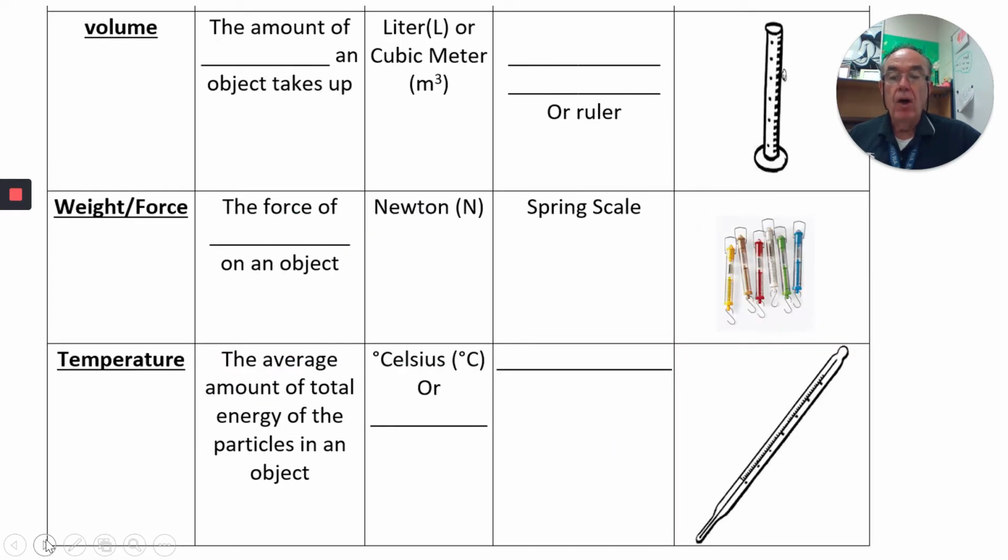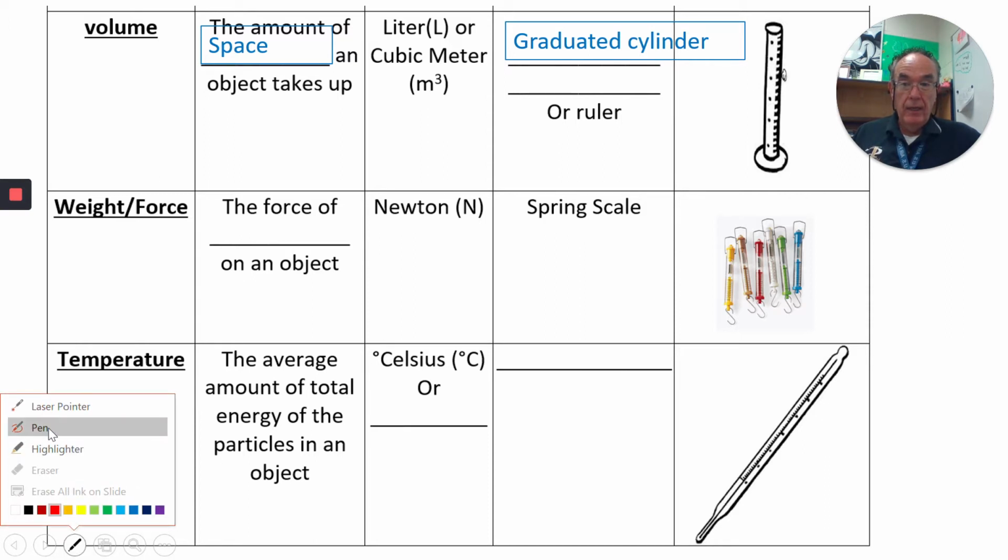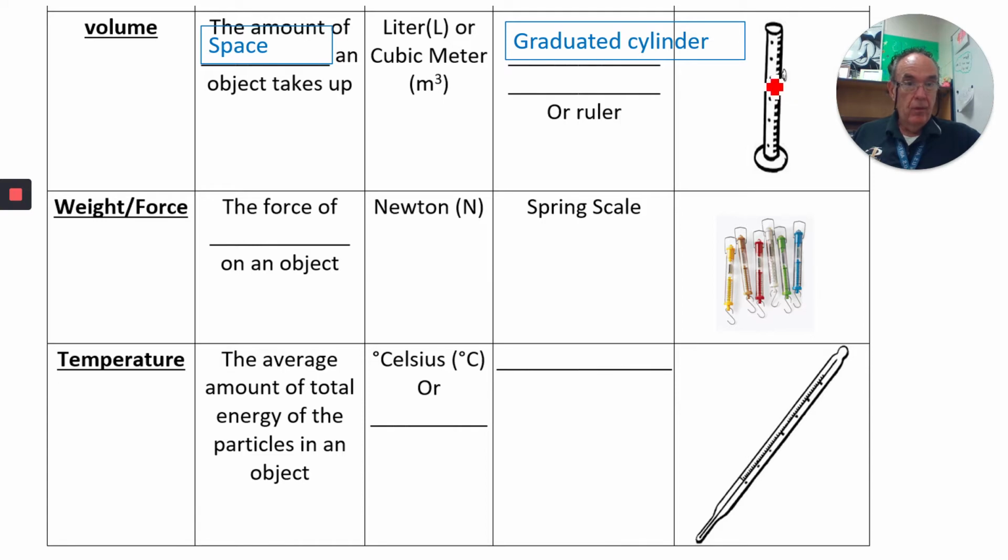When we think about volume, volume is the amount of space that an object takes up. And if it's liquid volume, it could be liters, which is the base unit, or it could be in cubic meters. If it's liquid volume, we're going to use a graduated cylinder. When we use a graduated cylinder, if the liquid came up here to where I'm drawing this red line, we would look at it. This is our eye over here. We would look at it straight on. We don't want to look from an angle up or from an angle down.